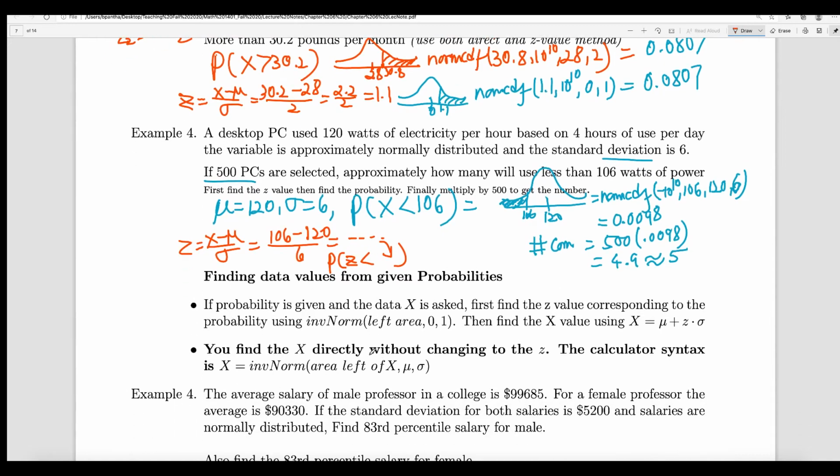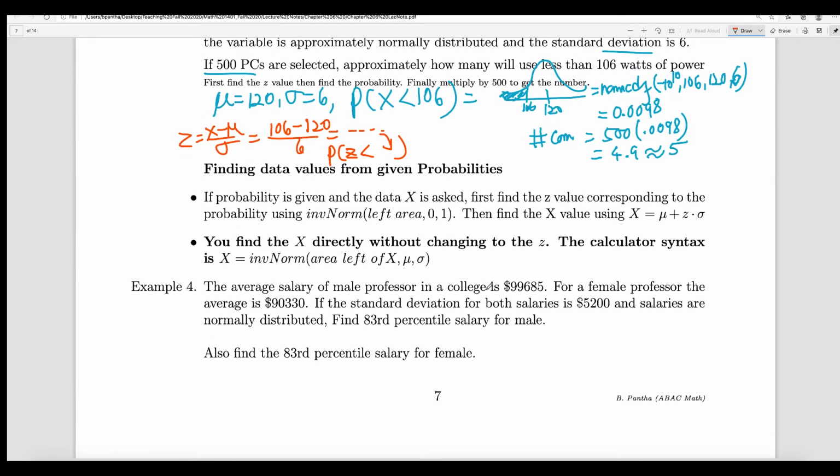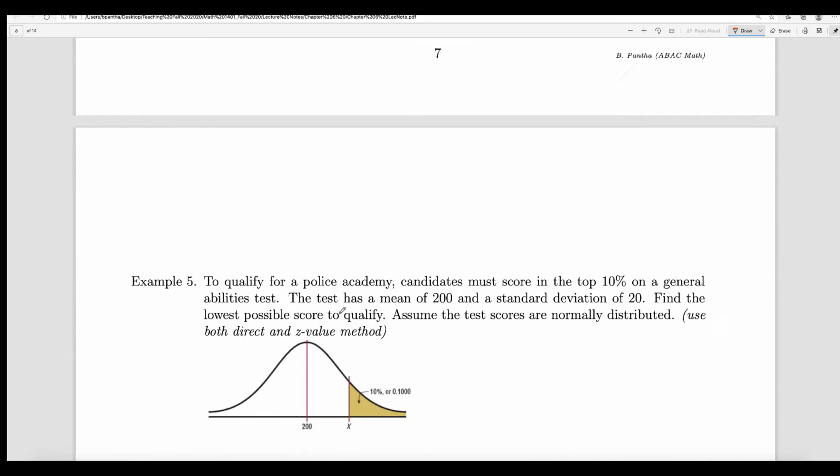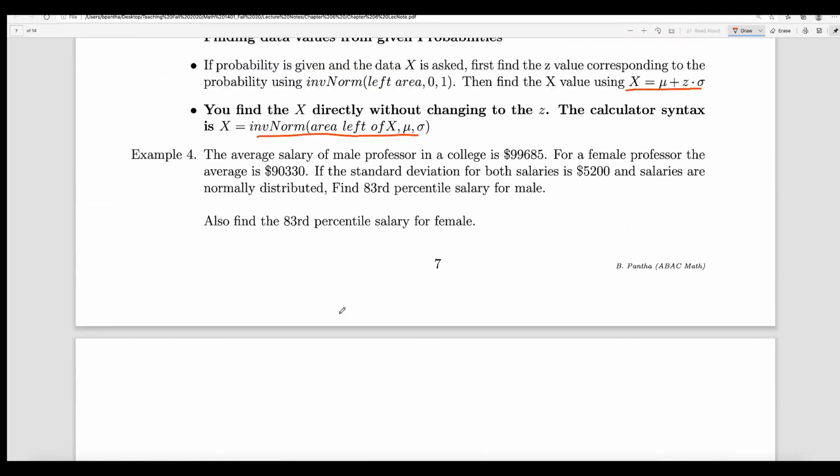The next thing is similar to the Z value. Now you want to find the X value from the given probability. Again, to find the X value, there are two methods. One is to change to the Z value and then use that formula to find X. The other is just the direct method. Let us do a couple of examples for that and then you will be okay.